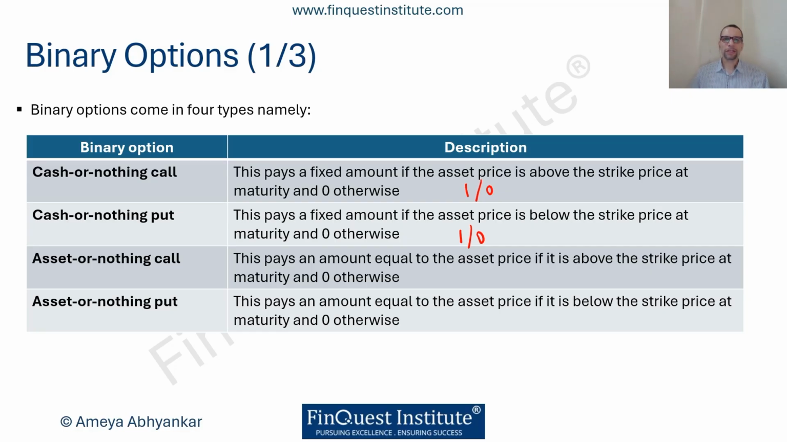Then we have asset or nothing call. These two varieties are a little different as compared to the cash or nothing varieties above. So what do you mean by asset or nothing call? That means it will pay an amount equal to the asset price if it is above the strike price at maturity and zero otherwise. Think of the asset price as ST. Whereas asset or nothing put will pay an amount equal to the asset price if it is below the strike price at maturity and zero otherwise. So think of it like ST, 0 or maybe 0, ST, either way.